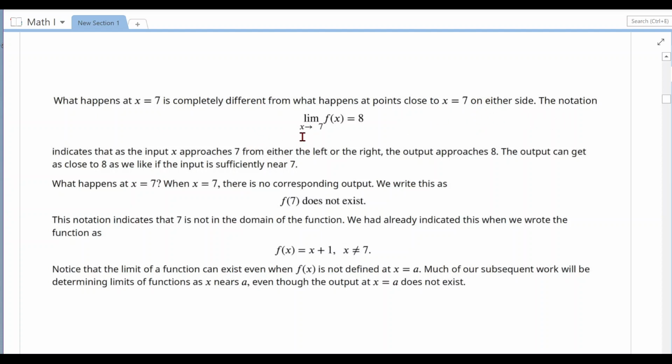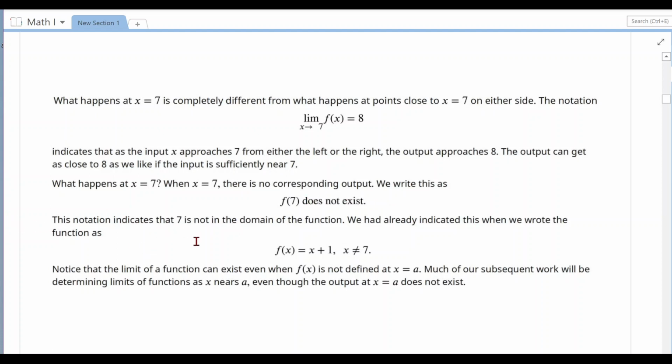The limit of the function as x approaches 7, in this case, is the value 8, which is L, the limit. This indicates that as the input x approaches 7 from both left and right, the output approaches the value of 8. The output can get as close to 8 as possible if the input is sufficiently close to 7. What happens at x equals 7? When x equals 7, there is no corresponding output. So we write that f of 7 does not exist.